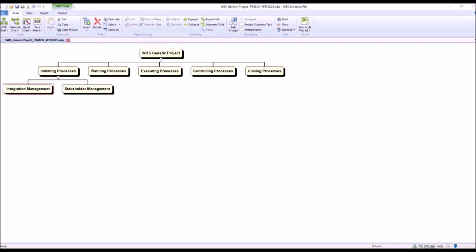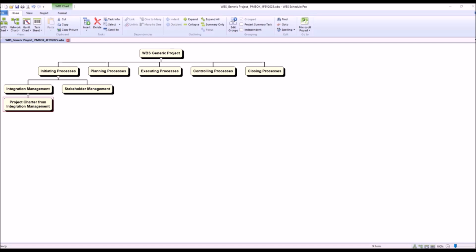The first knowledge area, integration management, is one of the core areas that ensures all project processes are properly coordinated. Here we have an important process that is responsible for formally authorizing the existence of a project and providing the project manager with the authority to apply organizational resources to project activities: the project charter development process.